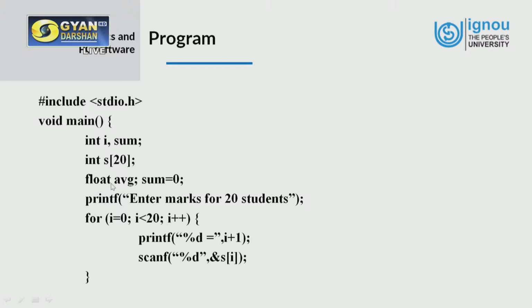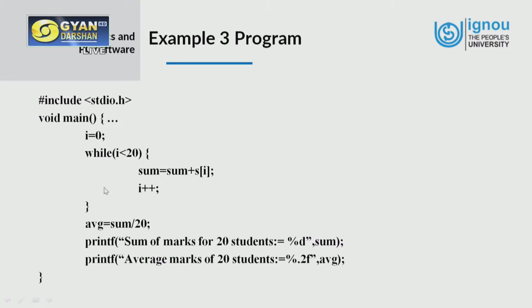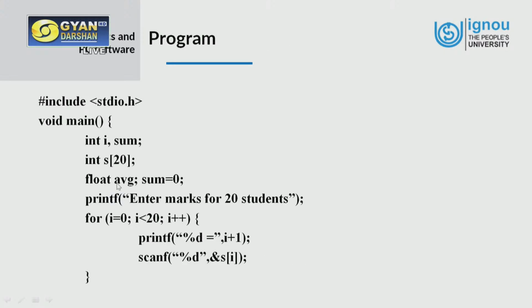Then comes float. Float is basically the real number, as I told you last time. So average is float because average is going to be a value which is not necessarily an integer value. It may have some decimals also. And sum may be an integer, but still you can count it as float, no problem on that. Then printf once again will print onto the screen, enter the marks of 20 students. And here is the loop for reading.